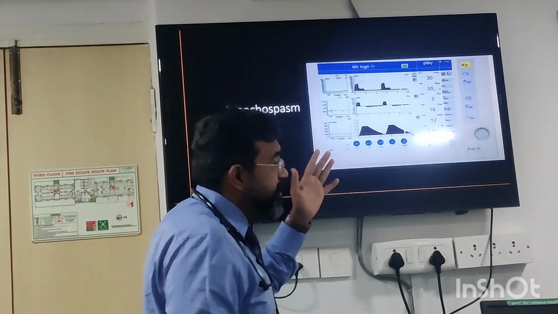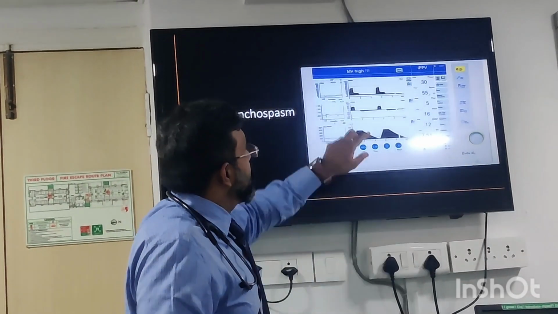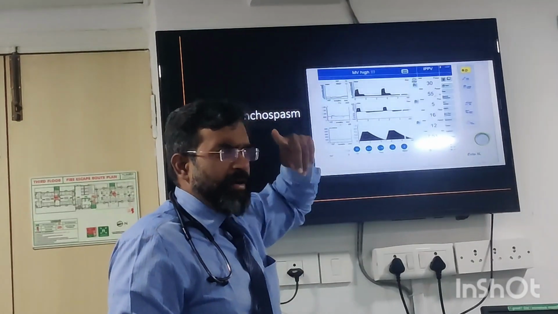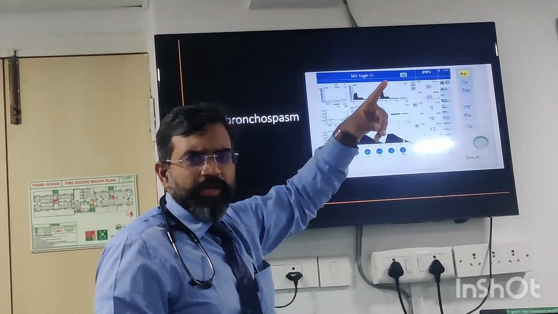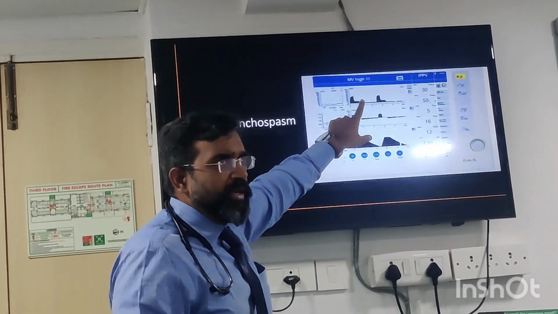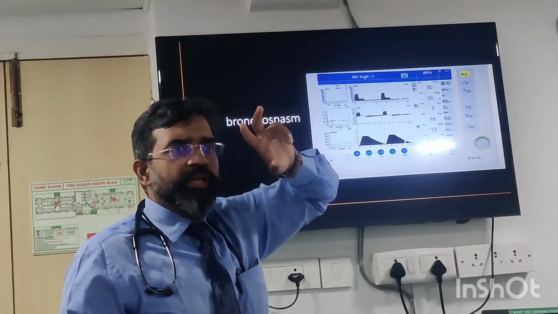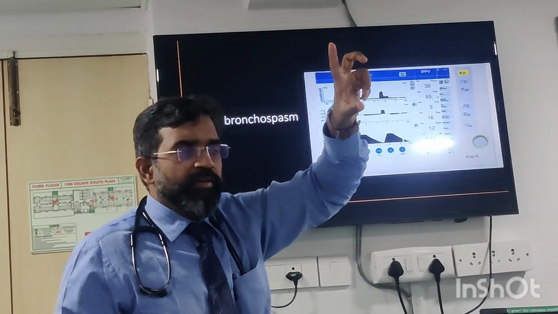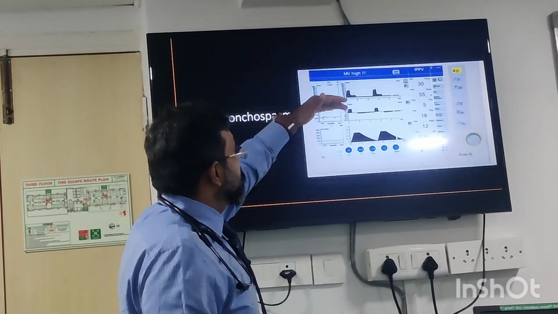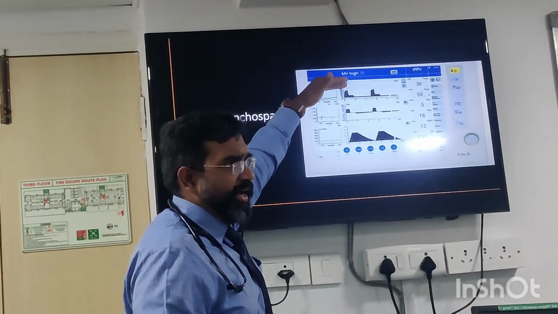What is happening to the pressure suddenly? Peak pressures have gone very, very high. That's why the variable is pressure. Peak pressures are going very, very high. Plateau is living right down there. The peak pressure denotes the pressure in the airway, whereas plateau pressure denotes the pressure in the alveoli. So the alveolar pressure is remaining low, the peak pressure is going high.